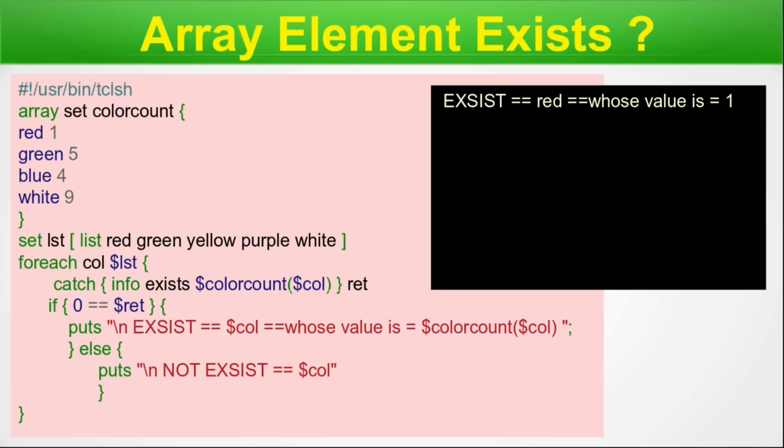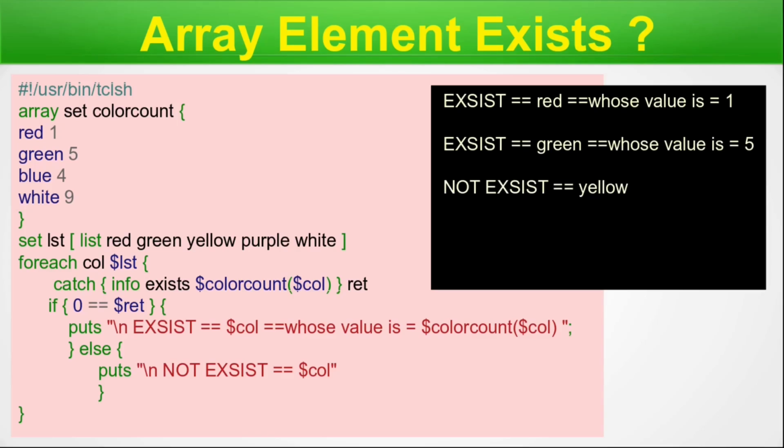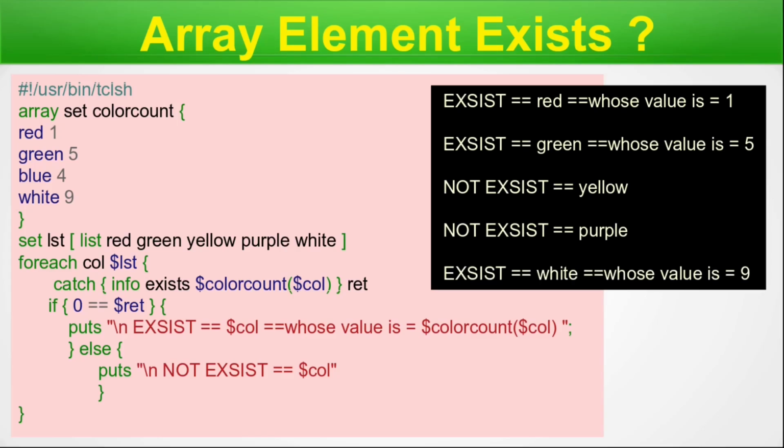First it goes to red, it sees it exists and the corresponding value is 1. Green exists and the corresponding value is 5. Yellow does not exist, purple does not exist, and white exists and its value is 9. So here you can see how two different sets of data are there. One is a list, another is an associative array, and we are checking whether elements of the list are present or not present in the associative array.